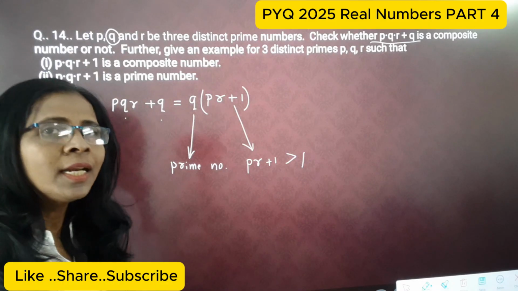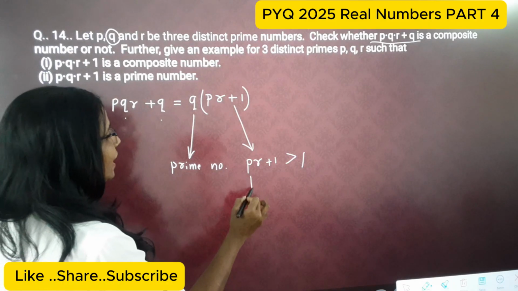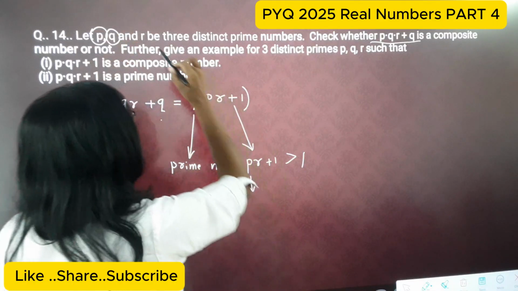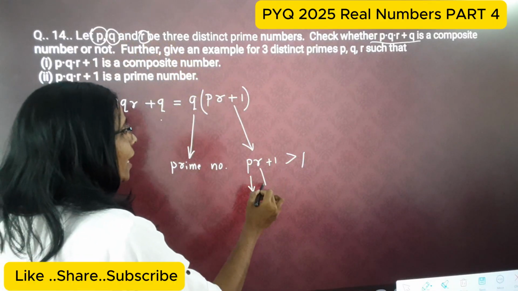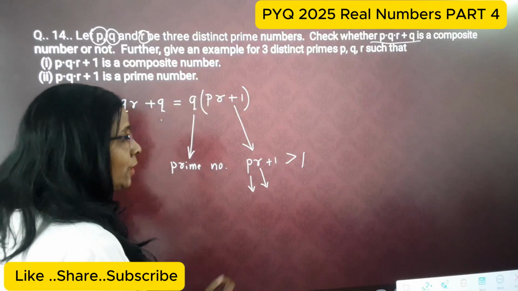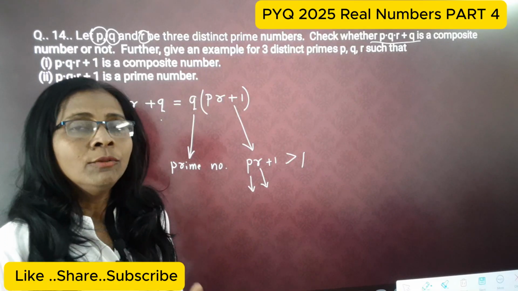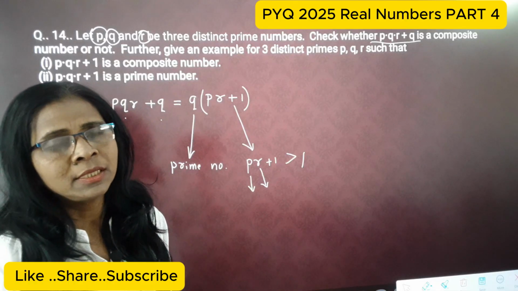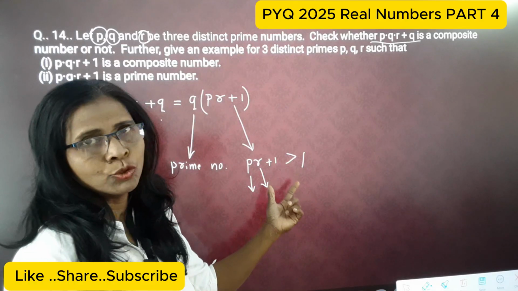PR plus 1 should be greater than 1 because P is a prime and R is also a prime number, and when we add 1 to the product of prime numbers, it should be greater than 1, students.